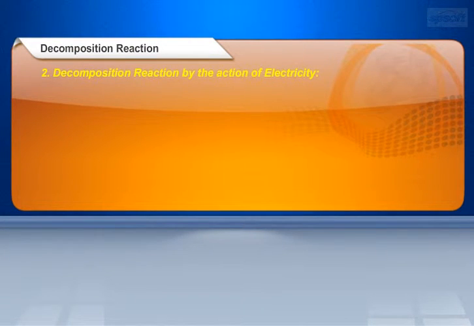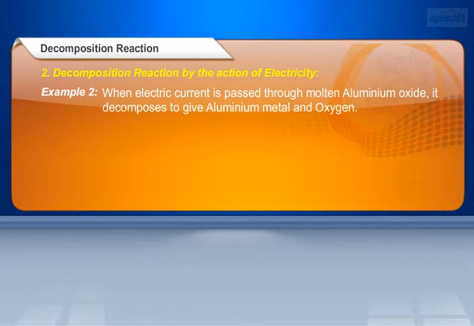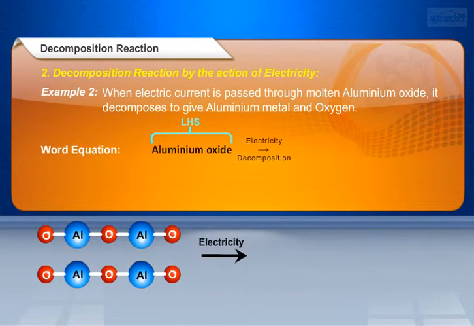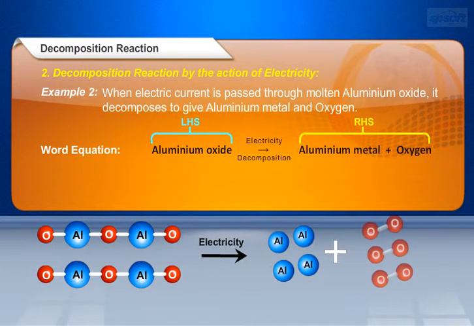Let us evaluate in detail the decomposition reaction by the action of electricity. Example 2. When electric current is passed through molten aluminium oxide, it decomposes to give aluminium metal and oxygen. The word equation is: aluminium oxide, on electricity, gives aluminium metal plus oxygen. Here, on the left-hand side, aluminium oxide, a compound, is the reactant, and on the right-hand side, aluminium metal and oxygen, elements, are the products.